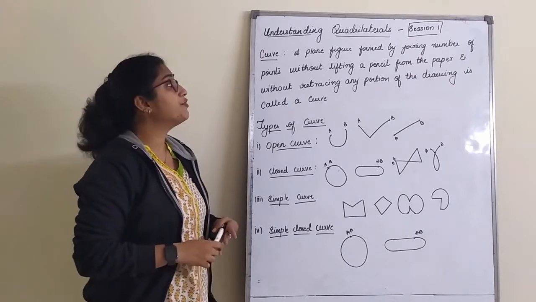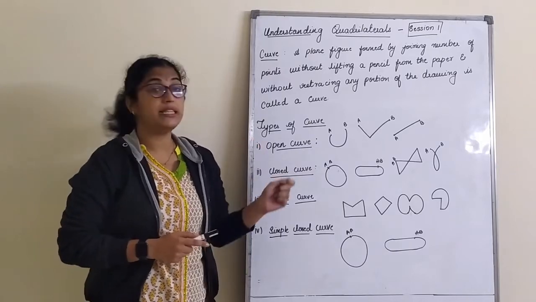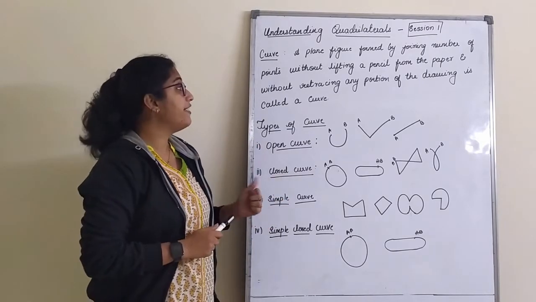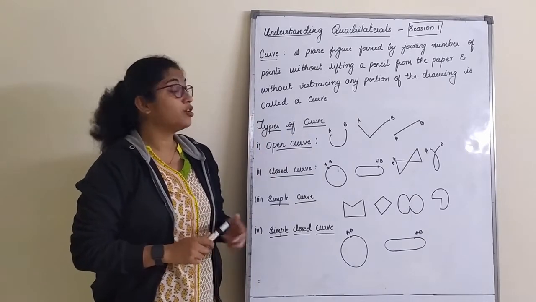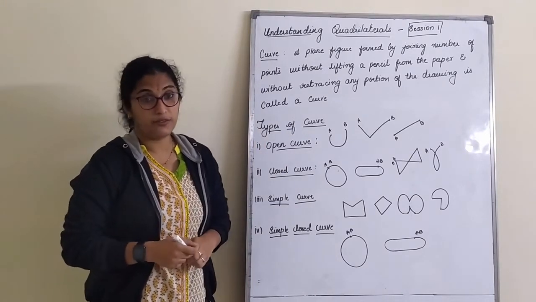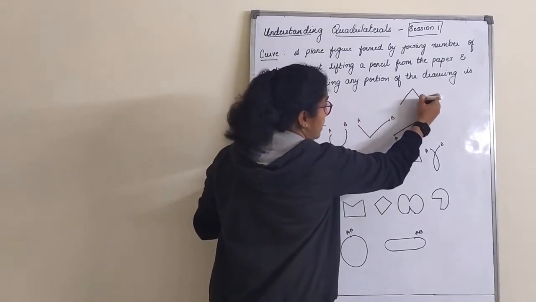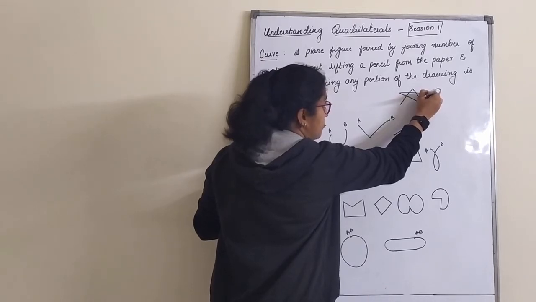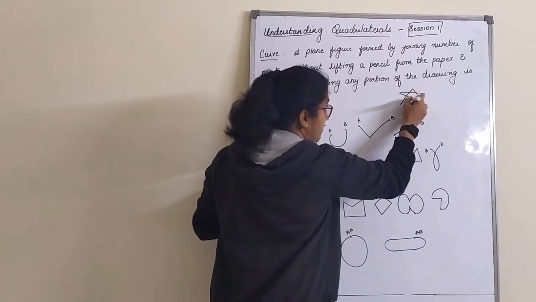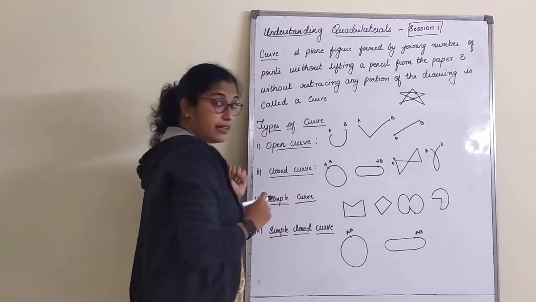A plane figure formed by joining a number of points without lifting the pencil from the paper and without retracing any portion of the drawing is called a curve. Now suppose I have to draw a star, what do I do? I draw like this, 1, 2. What am I doing here? I am not actually lifting my pencil, but I overlapped here 3 times, correct?